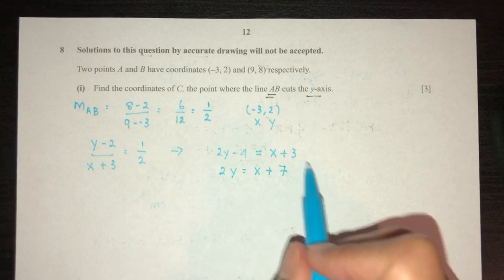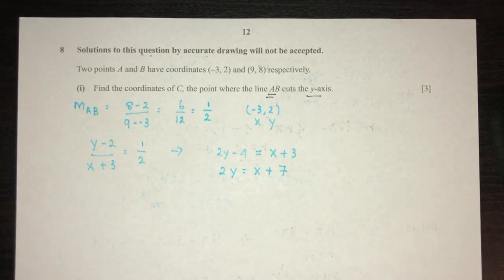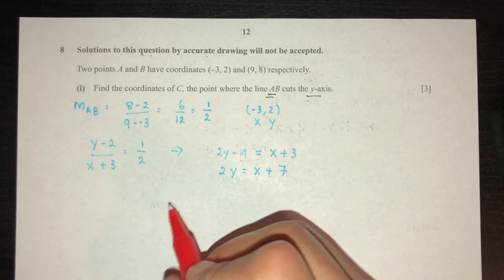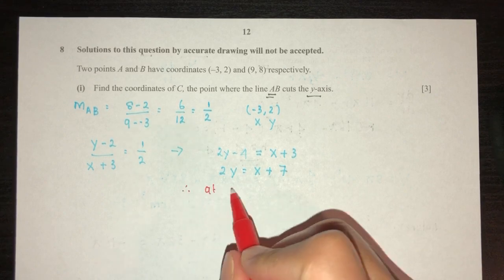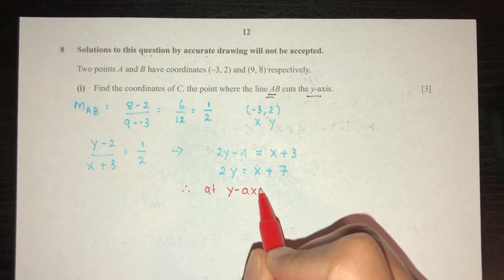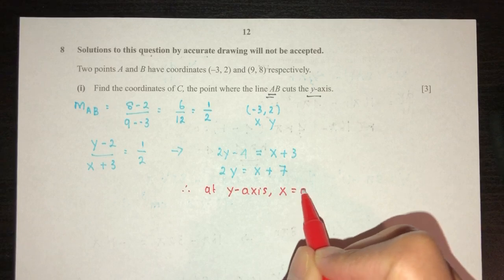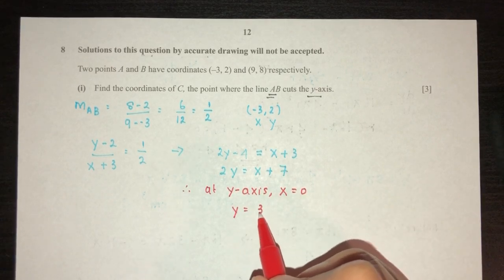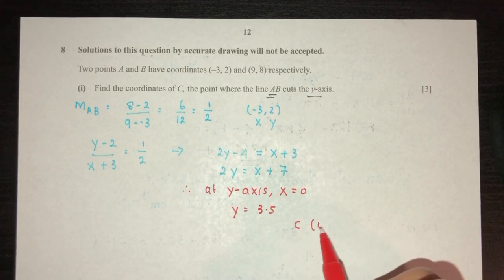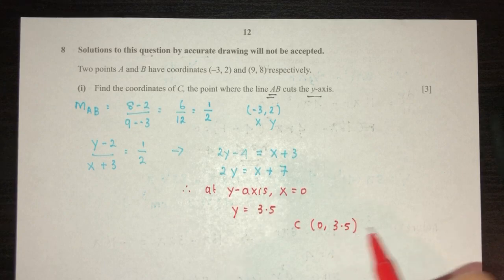Now we say this line cuts the y-axis at the point C. So you guys must know by now, at the y-axis, the value of x has to be 0. So y will be 3.5. The point C will be (0, 3.5). That is your point C.